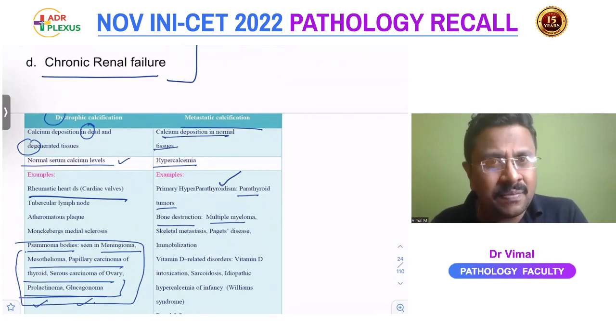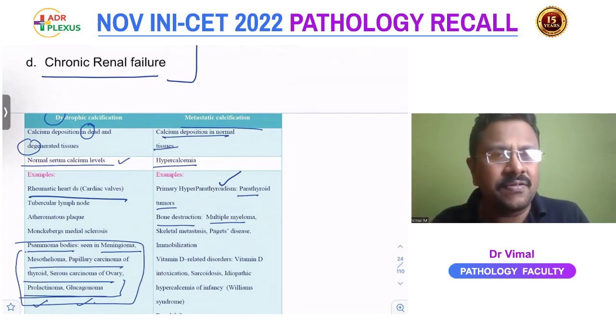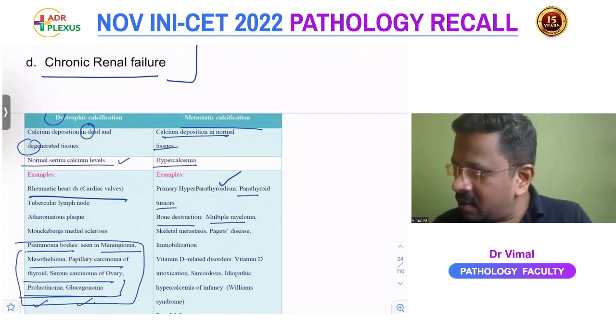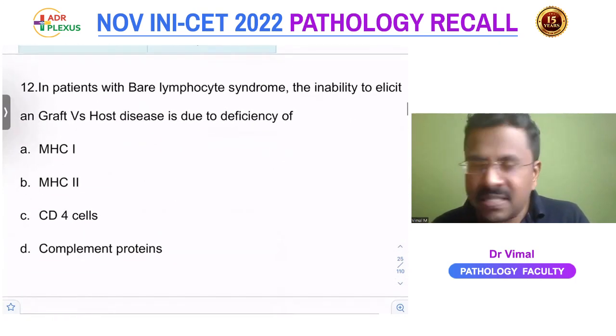So guys, please remember, this is a very easy question, and definitely you can crack this question if it comes in your upcoming NEET exam also. So let us move on to the next question.